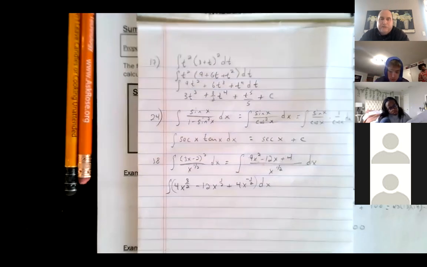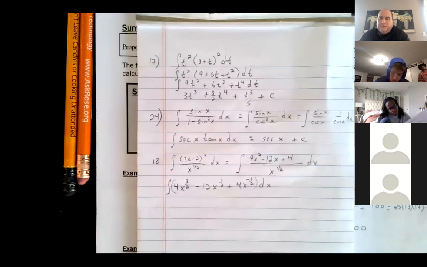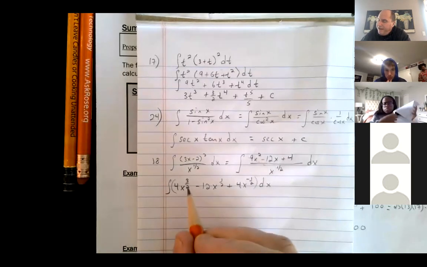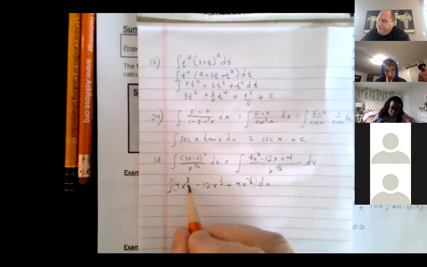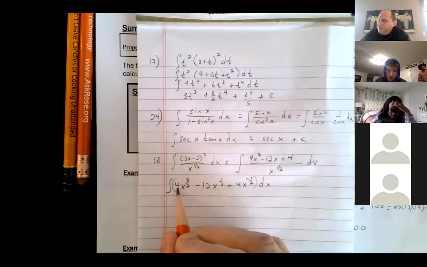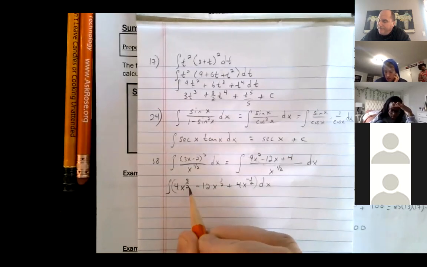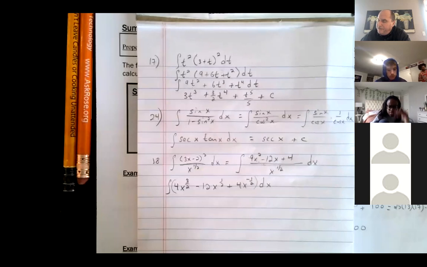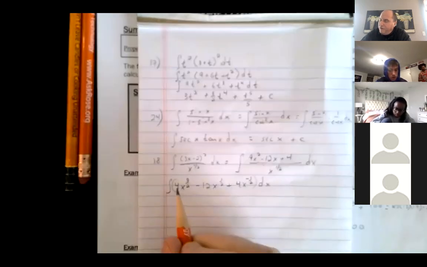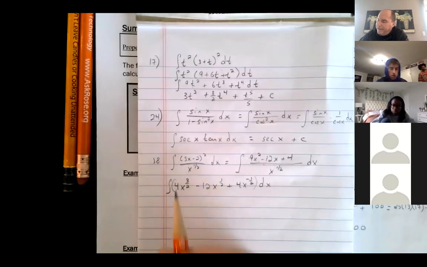Now it's power rule. So add 1 and divide by the exponent. So if I add 1, that's 5/2. So it's going to be 2/5 times 4, because you got to reciprocate. You're dividing by 5/2, which is multiplying by 2/5. 2/5 times 4 is 8/5.